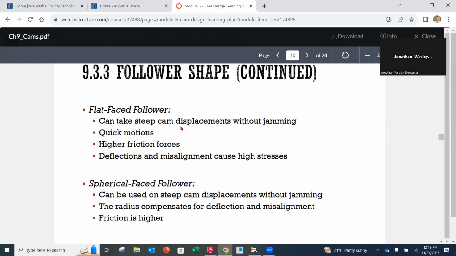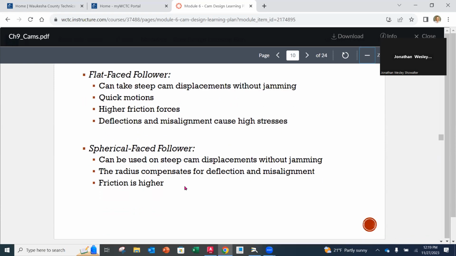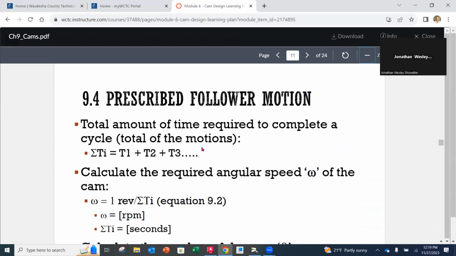And then additionally, we have the spherical faced follower, and it can be used when we have steep cam displacements without jamming because of the spherical end on it. The radius compensates for deflection and misalignment, but again, the friction is higher. So all of these have pros and cons, and the application will determine which type you're going to focus on. When we're doing our examples, we will know the kind. It'll be identified when we're creating the profiles and such.